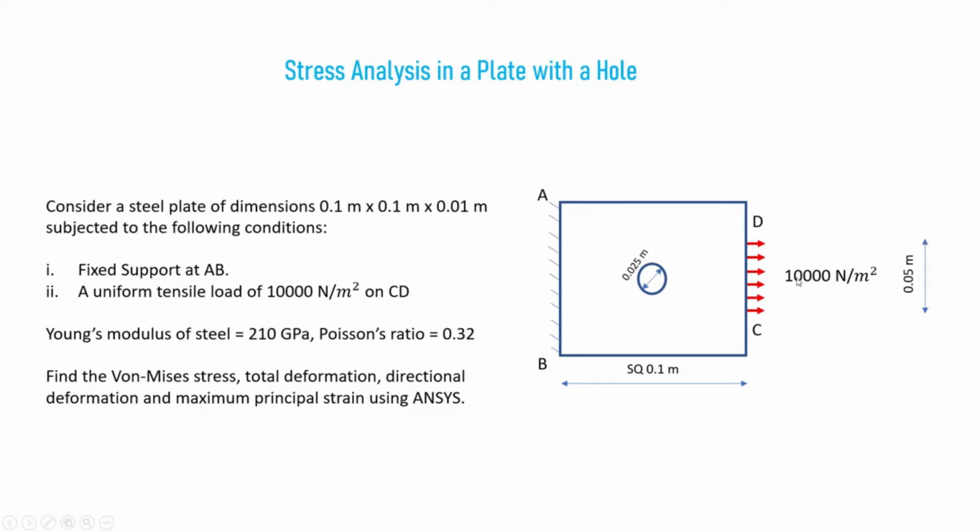The properties of this material are given here. So it's a kind of steel, and the Young's modulus is 210 gigapascals and the Poisson's ratio is 0.32.